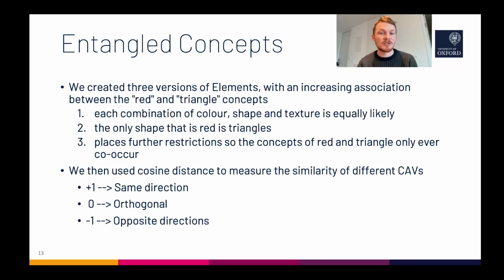We created 3 different versions of our elements dataset with an increasing association between the red and triangle concepts. In the first version of the dataset, each combination of color, shape, and texture is equally likely. In the second version, the only shape that is red is triangles. And in the third version, the concepts of red and triangle only ever co-occur. We then use the cosine distance between CAVs to measure the similarity between them, where +1 means these vectors point in the same direction, 0 means they're orthogonal, and -1 suggests they point in opposite directions.